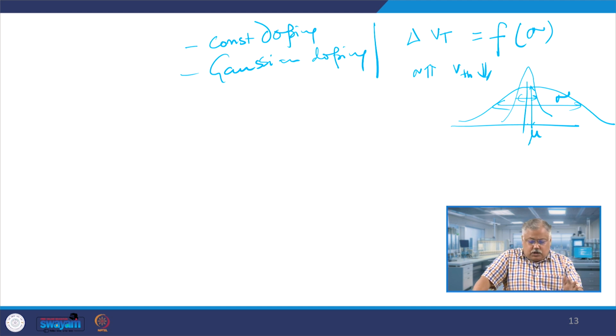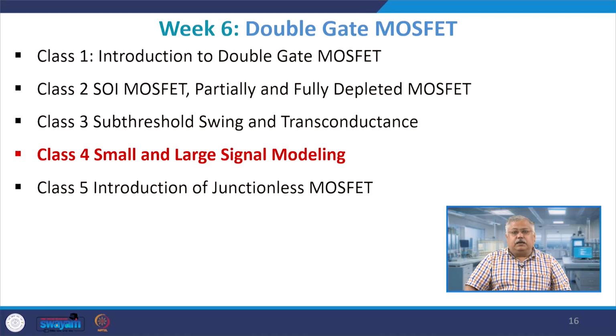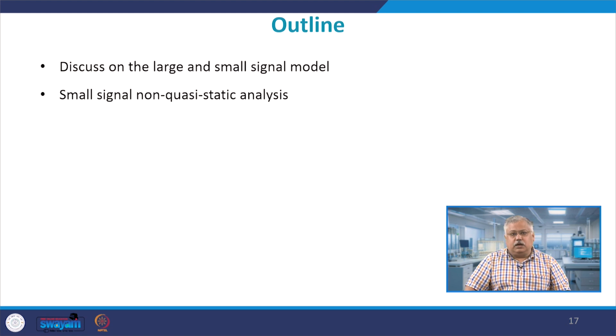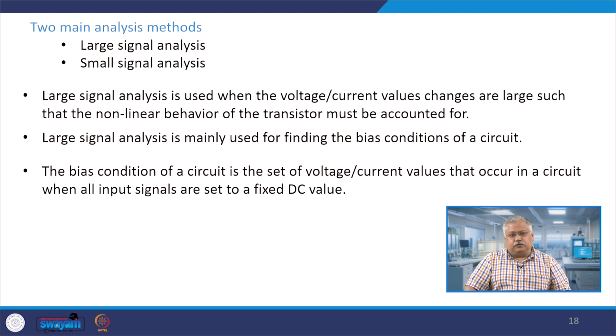So this was done by our group, and you can find this in this research paper in a much more detailed manner, for those who are working in this domain. Let me then come to the next part, which is small and large signal modeling. I will just introduce those. We will discuss large and small signal models, and then we will go for a small signal non-quasi-static analysis for a double gate MOSFET.